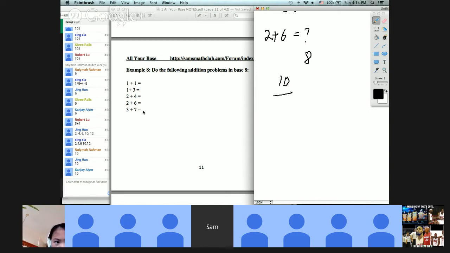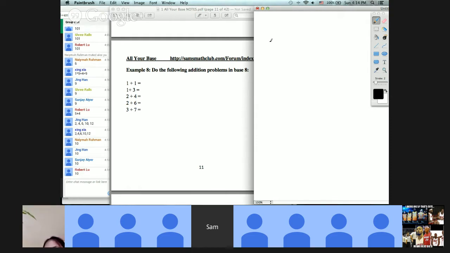Okay, see if you can do 3 plus 7, base 8. 3 plus 7, base 8. Okay, so 3 plus 7 equals, these are both base 8.